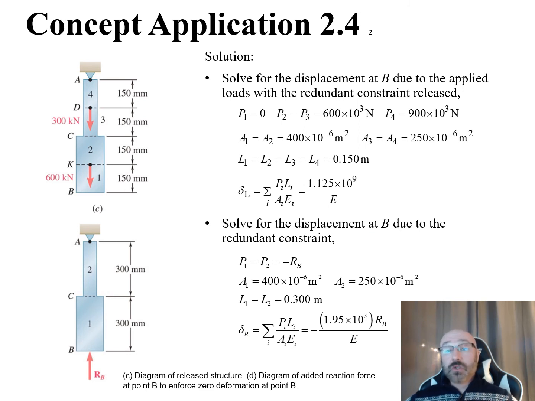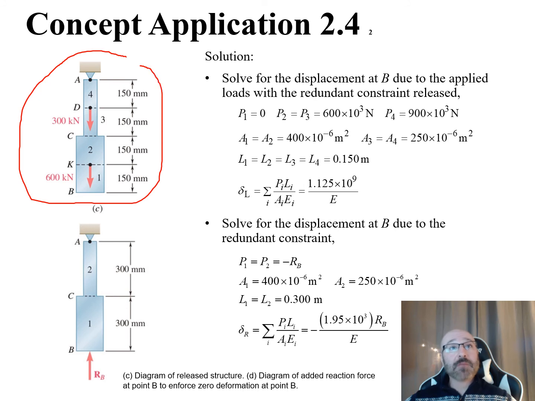So now continuing on with the solution for this problem, the first thing we want to do, just like we did in our previous example problem, is to break this down into individual sections and solve it piece by piece. We can do that by breaking it down into 1, 2, 3, and 4 sections right there. Solve for the displacement at B due to the applied loads with the redundant constraint released. So you can see it's released down here at B. We just have the individual internal loads, our 600 kilonewtons acting here at C, and our 300 kilonewtons acting here at D. So that's why we break it into A to D, D to C, C to K, K to B. Just like we set that up before, we can do out our free body diagrams.